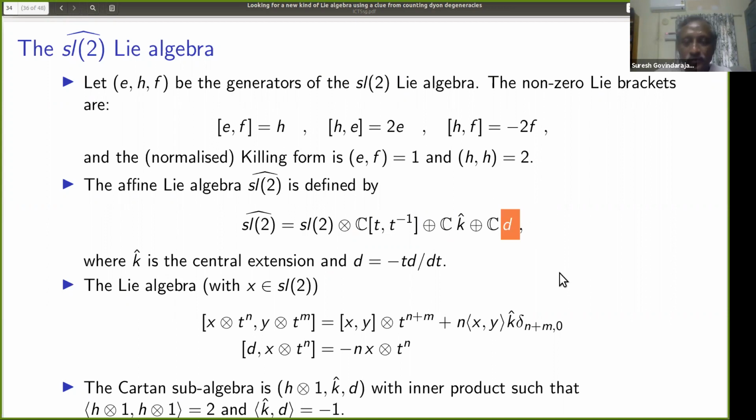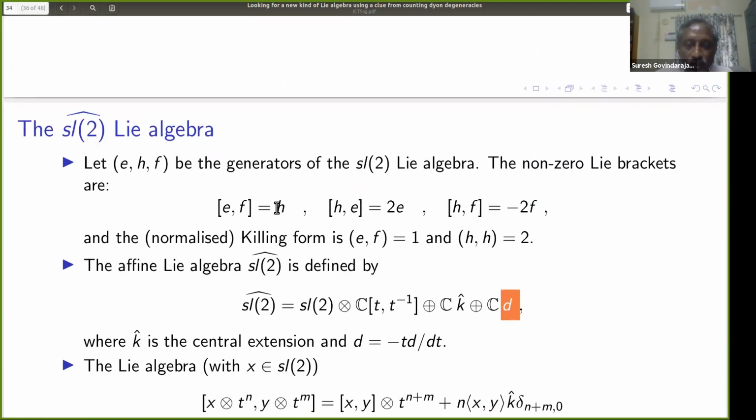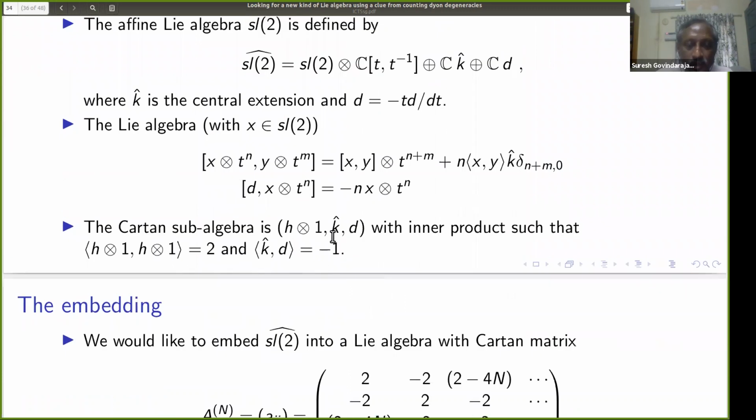So this would be the full Lie algebra, but the Cartan algebra here is three-dimensional. It is H tensor 1, which is just the H of this, and there's K hat and D, and the inner product is off diagonal. K hat with D is minus 1. H with H is 2. This is the usual Killing form.